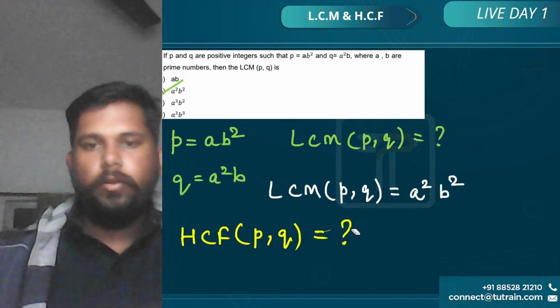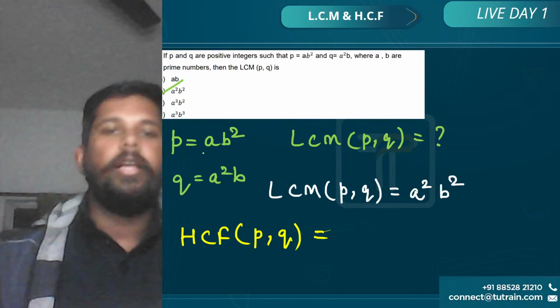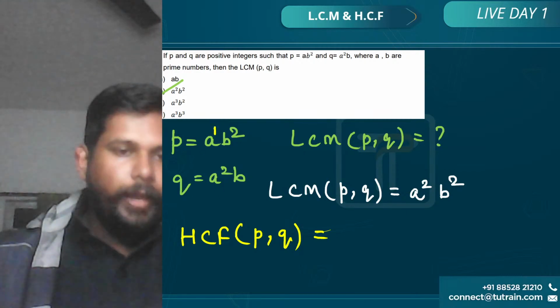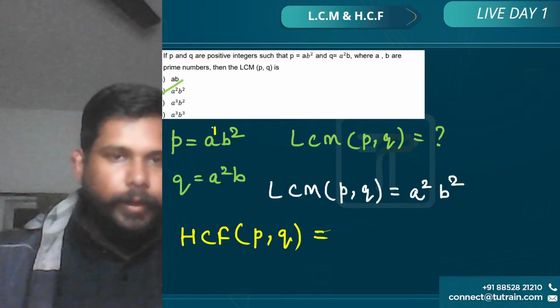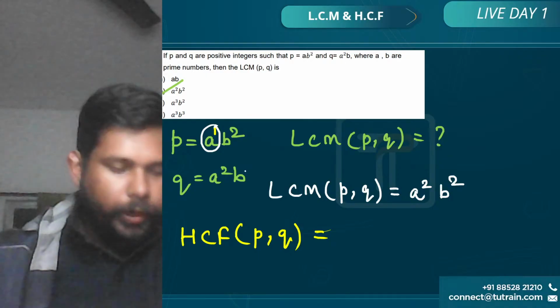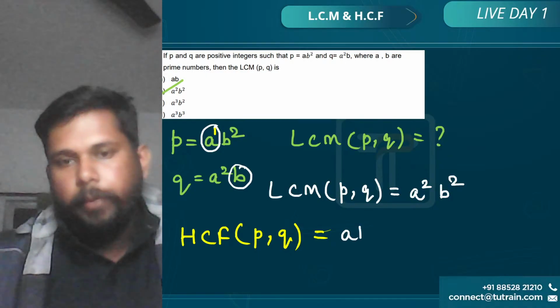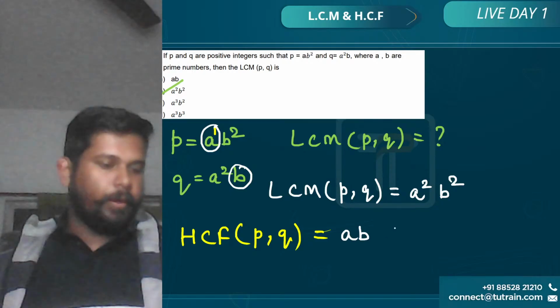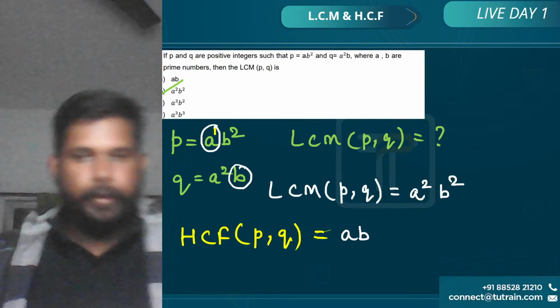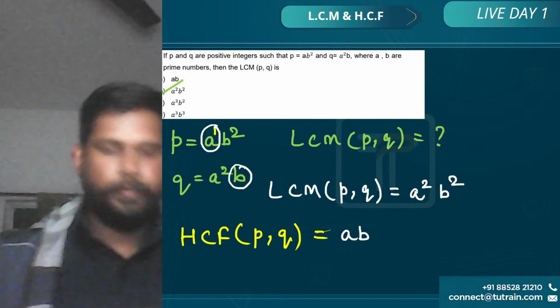Alright, so how to find the HCF is that for HCF we take the lowest power, right? So for A we can take A to the power 1, and for B also we can take B to the power 1, so it will be AB. Very good. Greek edits has typed the correct answer.